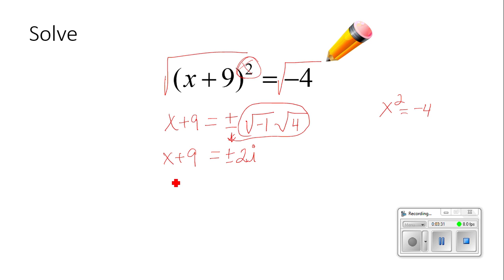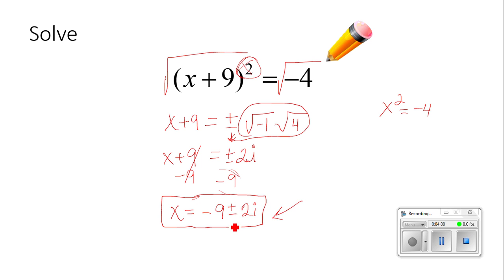Now, once you find x, what you're going to do is you're going to subtract 9 from both sides, okay? 9's cancel over here. We get x equals. Now, I don't write plus or minus 9. I write -9, because that's what I see, plus or minus 2i. So it's really important that you know how to write this, because if you write it in incorrect order, it will be wrong. So make sure that your plus or minus is in front of the square root of the negative number that you're working with, okay? Not the number that you're subtracting.